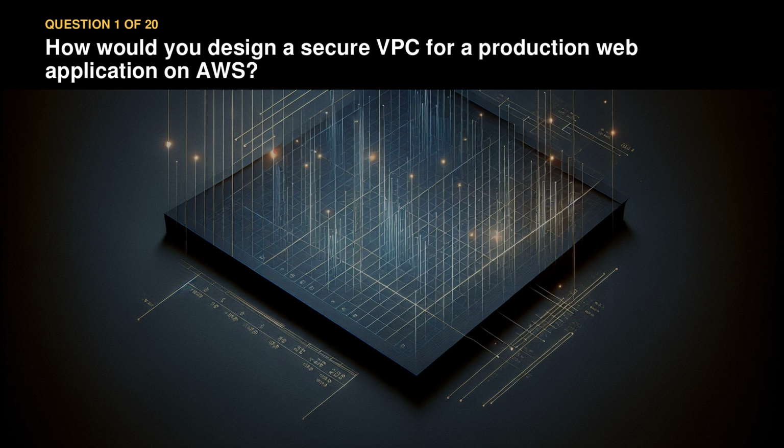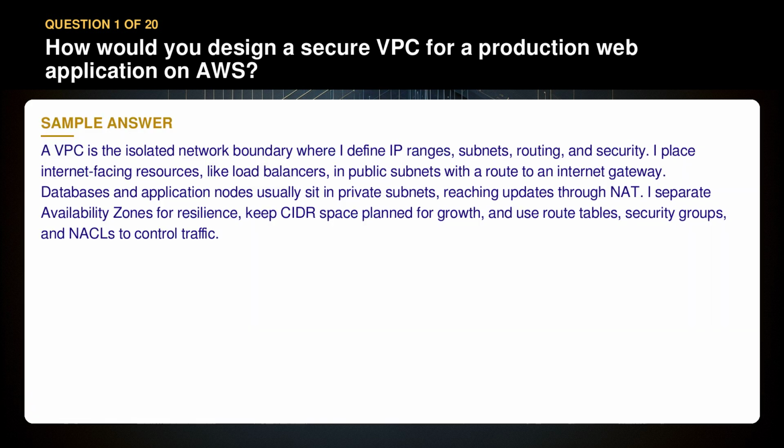Question 1. How would you design a secure VPC for a production web application on AWS? A VPC is the isolated network boundary where I define IP ranges, subnets, routing, and security. I place internet-facing resources, like load balancers, in public subnets with a route to an internet gateway. Databases and application nodes usually sit in private subnets, reaching updates through NAT.